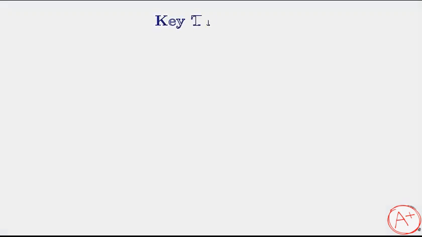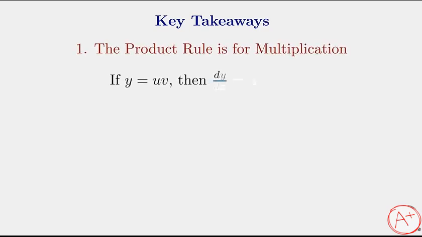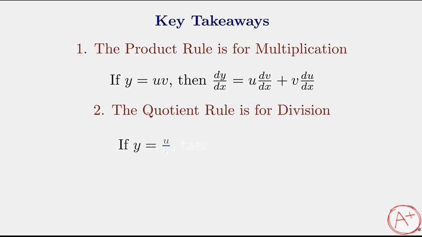To conclude, here are the essential points for your revision. Use the product rule when functions are multiplied. dy by dx equals u dv dx plus v du dx. Order doesn't change the result, but consistency helps prevent errors. Use the quotient rule for fractions. dy by dx equals v du dx minus u dv dx, all over v squared. Remember that starting with the denominator, v, is non-negotiable due to the subtraction in the numerator.